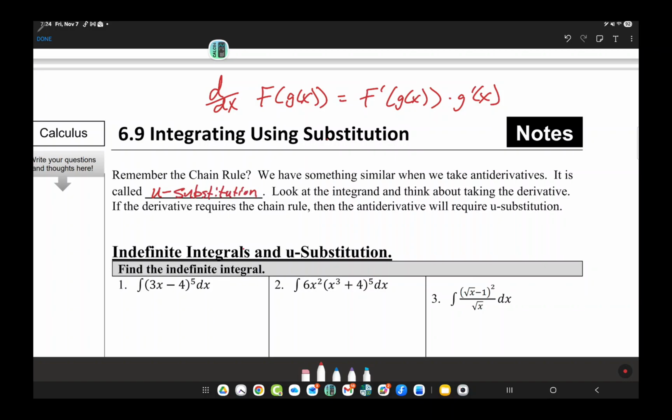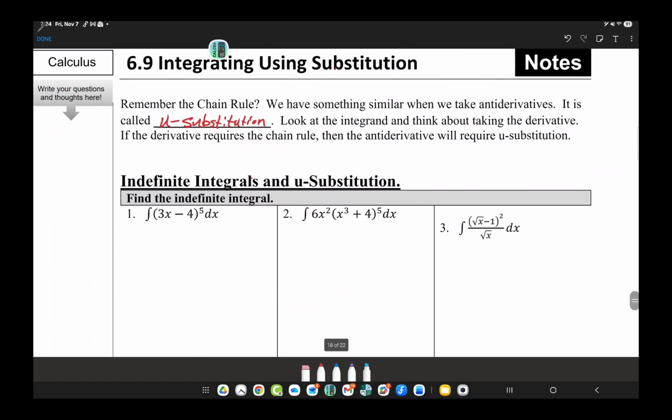Now, again, the letter is not too important. It's just most books tend to use U. So we just tend to stick with it. It just became the norm, okay?